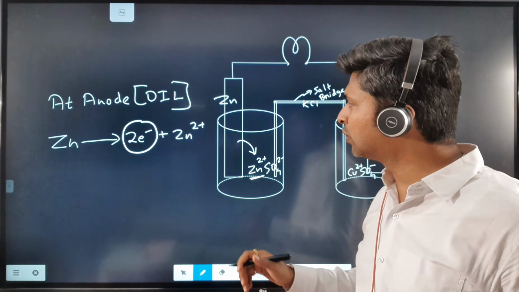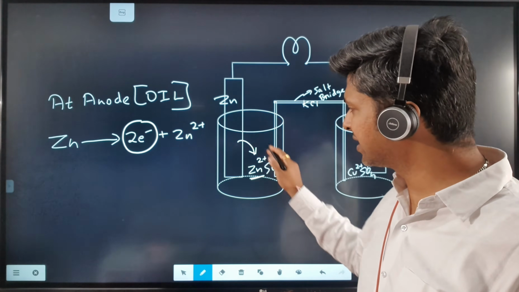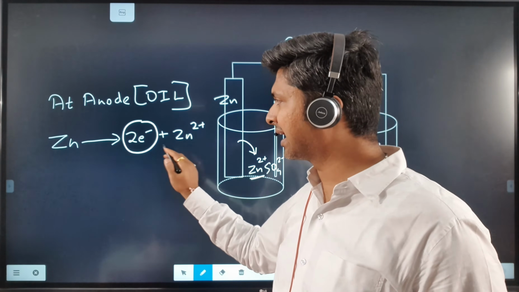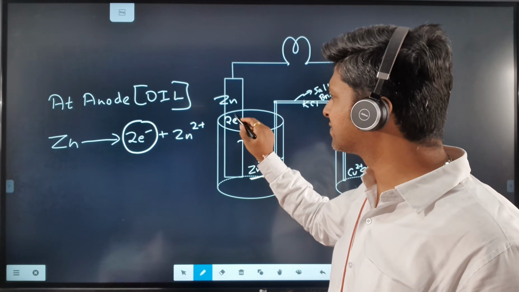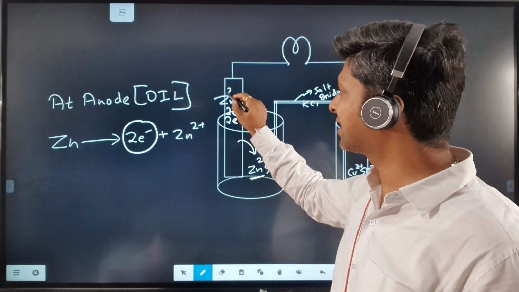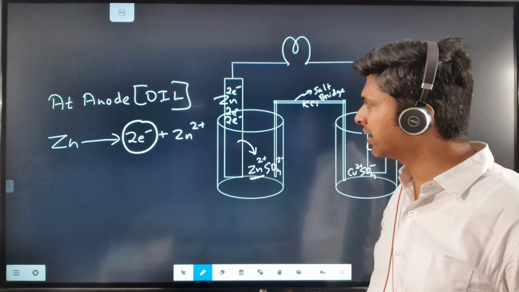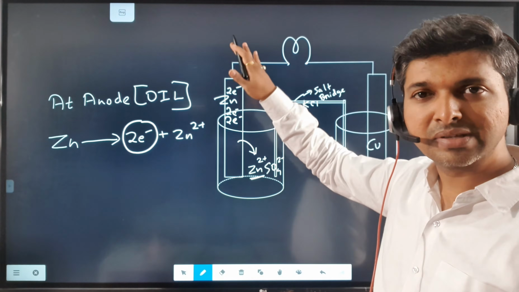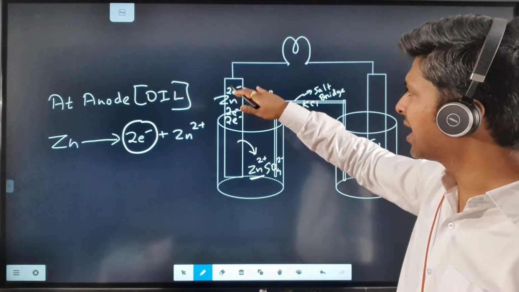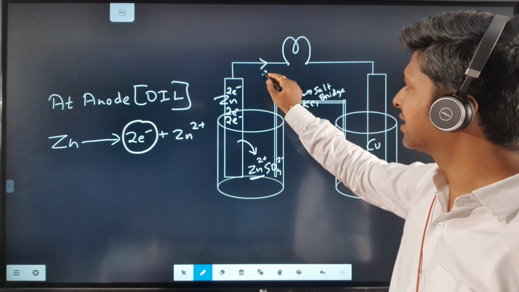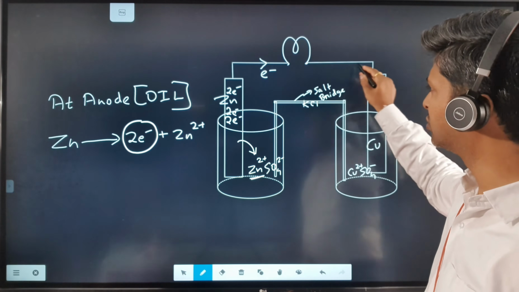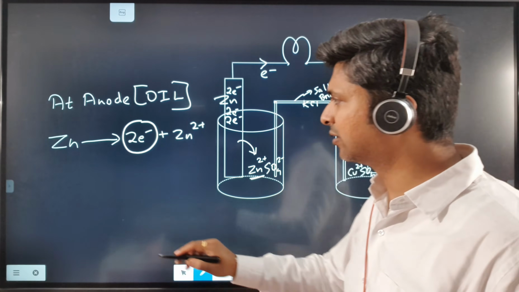Okay, so now what is going to happen is, as I told you, zinc is jumping into the solution to give away zinc ions and two electrons. These two electrons will be left at the anode. Where are they left? They are left at the anode. So they are accumulating at the anode. And when they accumulate at the anode, obviously this comes at a higher potential, and then electrons start flowing from anode to the cathode. They start flowing from the anode to the cathode.